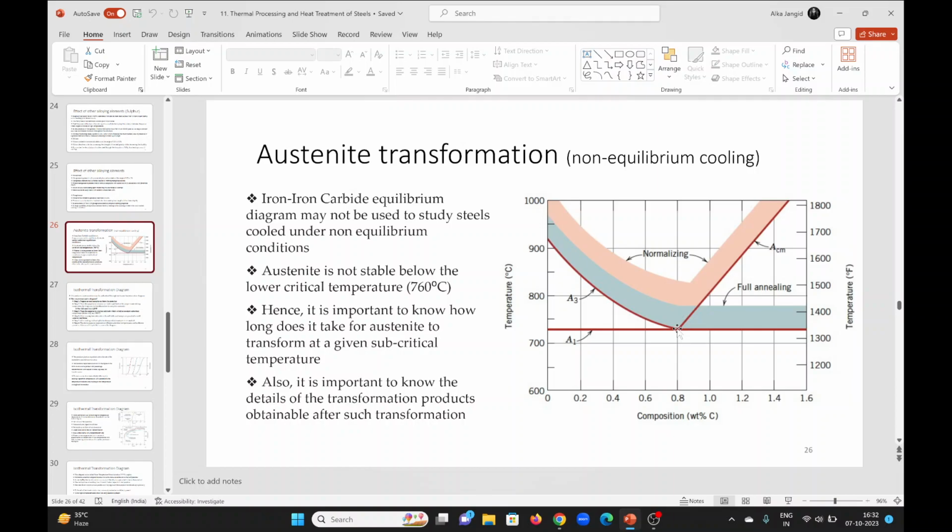Yeah, it will be 2. Because at this point you'll be getting gamma on cooling, and it gives solid 1 plus solid 2, that is cementite plus ferrite. It can be taken as 2. It will be combined for this point.